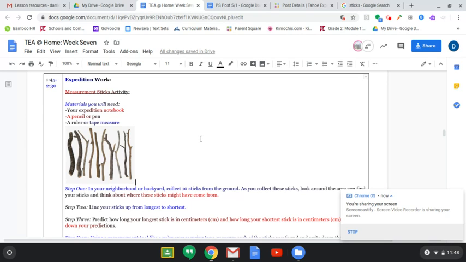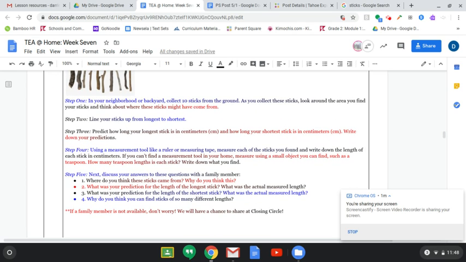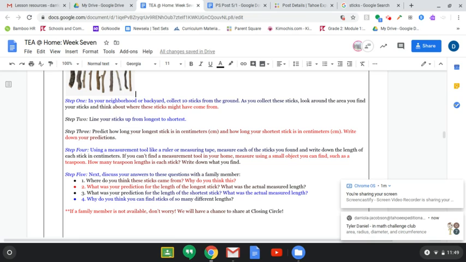So, to go over what you're going to be doing real quick for you, so you don't have to spend all this time reading it and processing it, I'll go over it for you and read it to you. So, what you're going to do is you're going to either go to your backyard or to your sit spot or somewhere in your neighborhood that your parents know about, and you are going to collect 10 sticks.